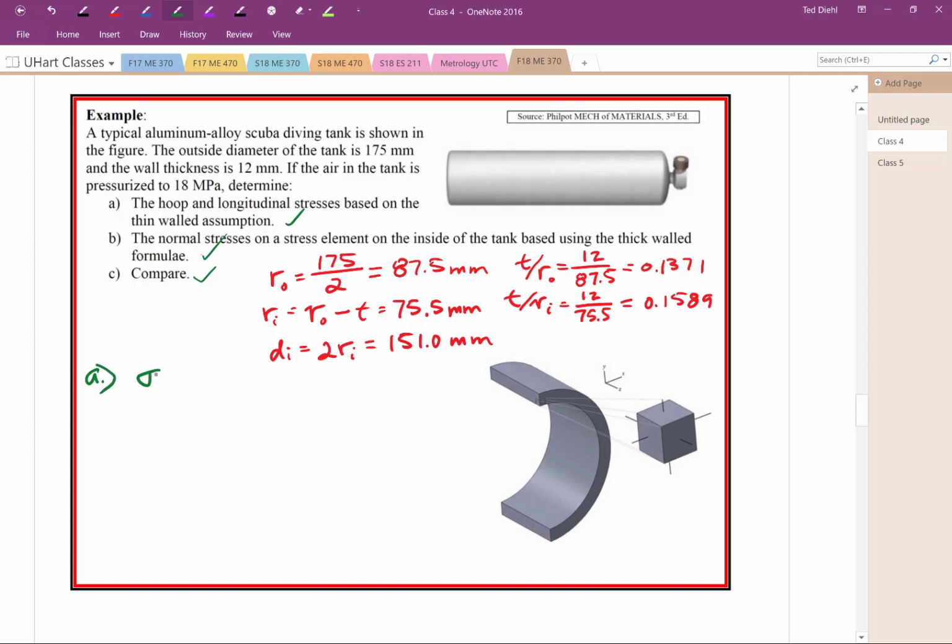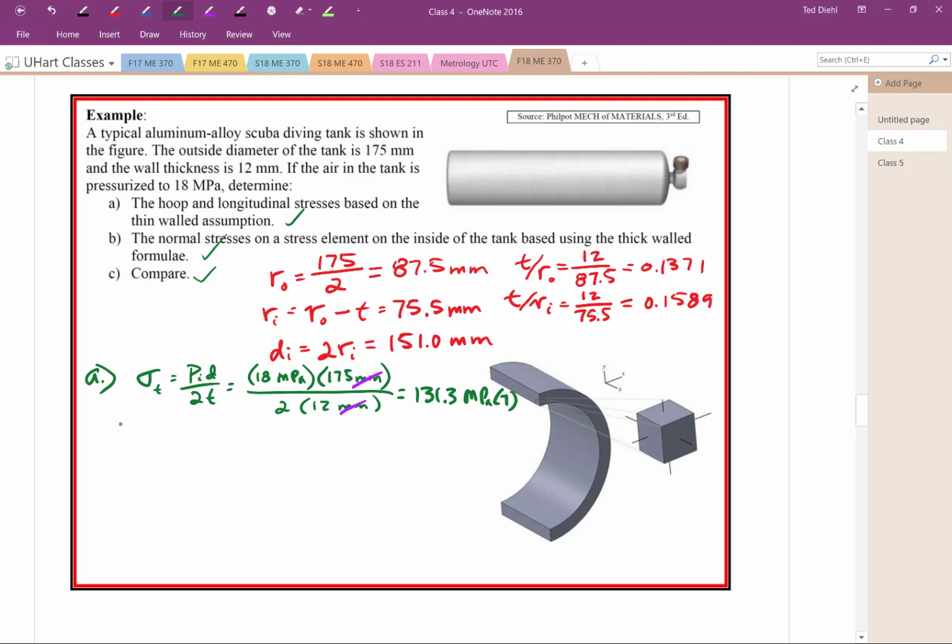So here I will find the hoop stress from my basic equation, PD divided by 2t, and I've decided to use the outer diameter because that's usually how people refer to things. And so 18 megapascals times 175 millimeters divided by 2 divided by 12 millimeters. Once again, we'll notice that the units here cancel out, so it didn't matter that we were using them. We'll then get 131.3 megapascals in tension.